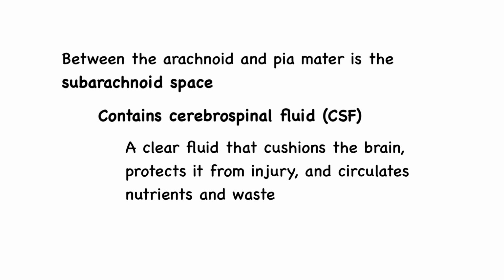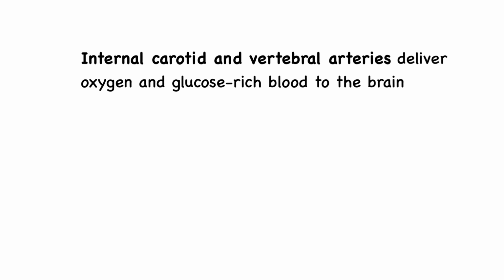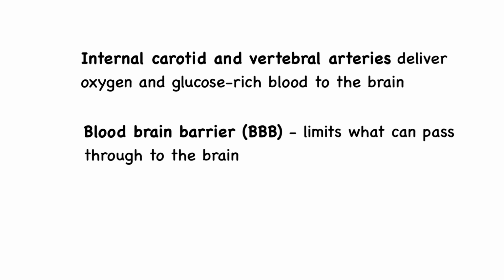Cerebrospinal fluid is produced by the choroid plexuses within the brain's ventricles, and it circulates through the ventricles and around the brain and spinal cord before being reabsorbed into the bloodstream. The brain also requires a constant blood supply. The internal carotid and vertebral arteries deliver oxygen and glucose-rich blood, while the blood-brain barrier helps maintain a stable environment by limiting passage of harmful substances. Together, all of these things protect the brain.